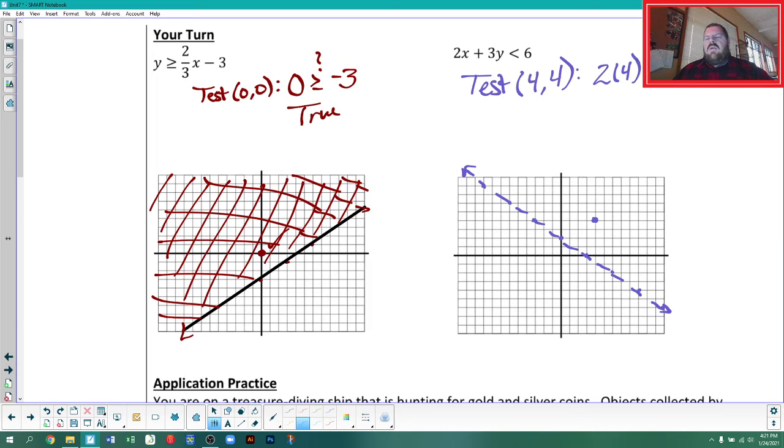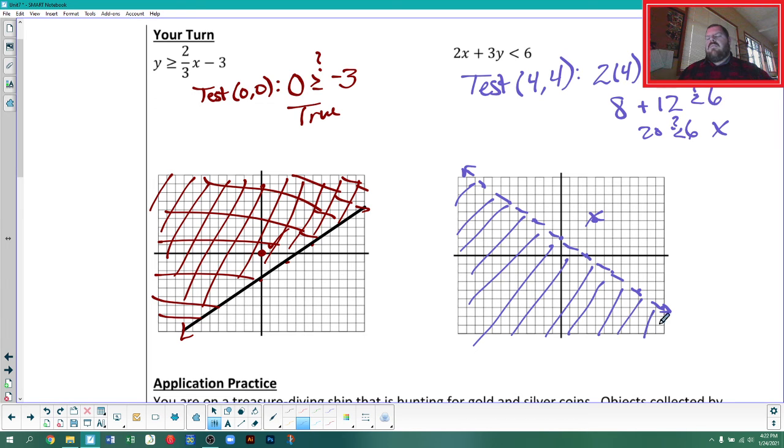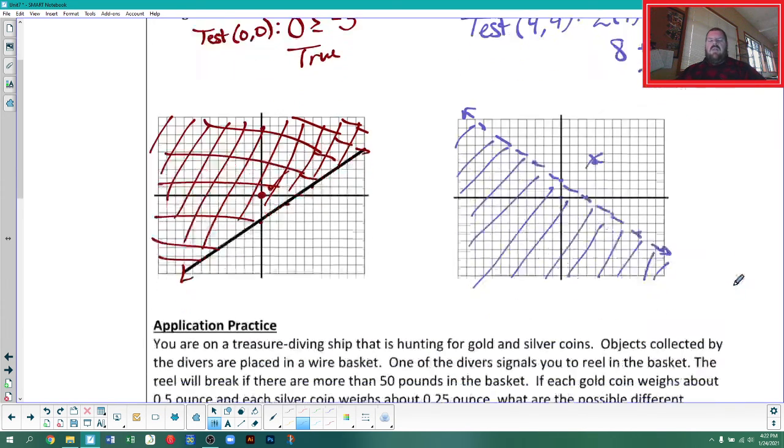So the question is 2 times 4 plus 3 times 4 less than 6? You should have a feeling that it's not. And you'd be correct, because 2 times 4 is 8, plus 3 times 4 is 12. Is that less than 6? Is 20 less than 6? No, it's not. That is a false statement. So that one's false along with everything else over there. So if you did test 0, 0, you probably got a true statement, which is all fine and dandy. Okay, and that's the shading that we get.